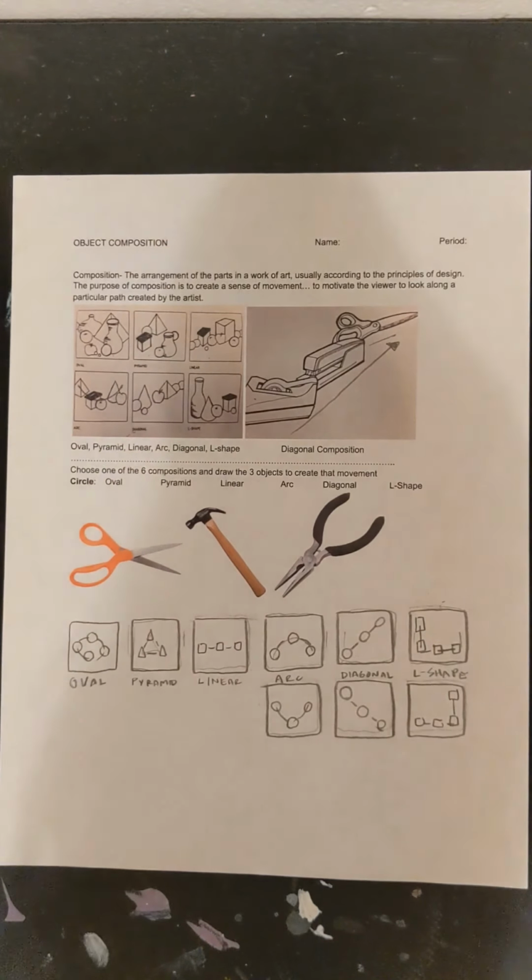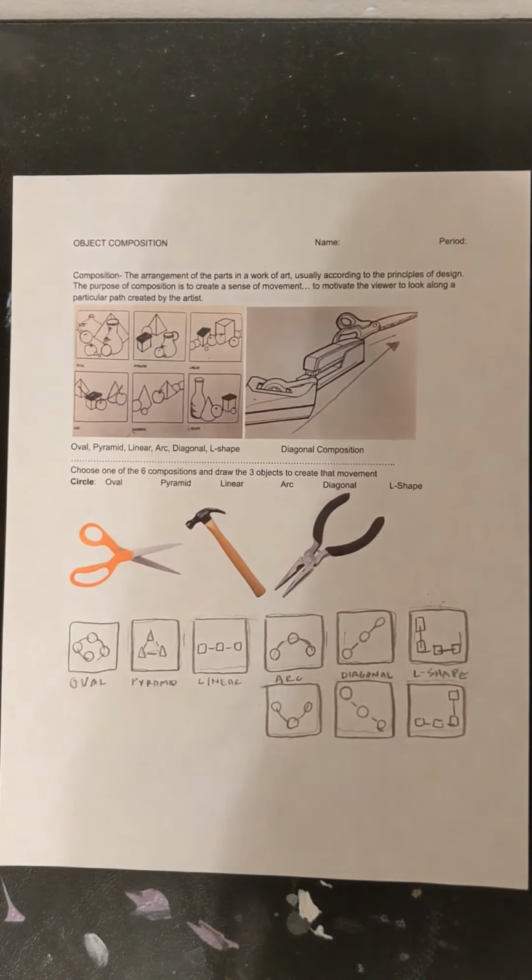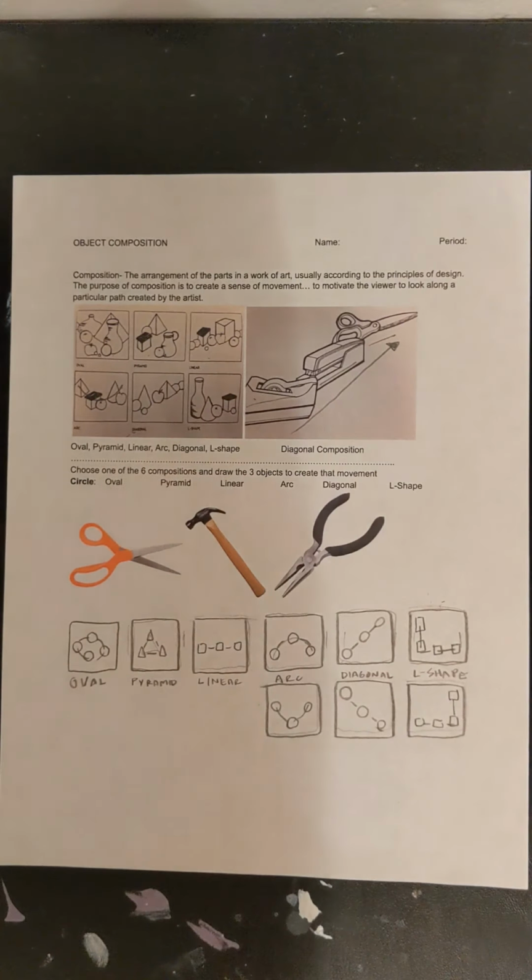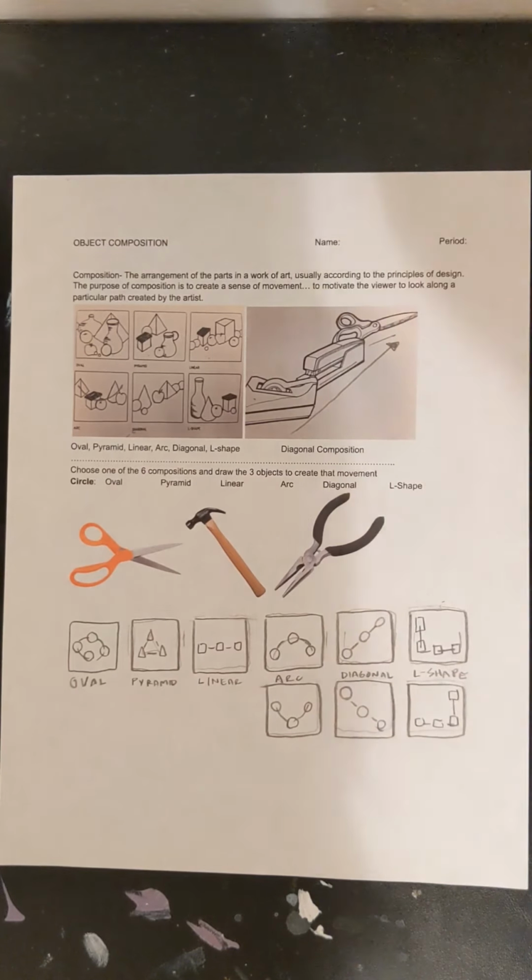When you look at pieces of art, you'll be able to kind of diagnose each one as a specific composition. You'll be able to take a look and say, well, that has an arc composition, or a linear composition, or a pyramid composition. They usually fit into one of these 6 categories.